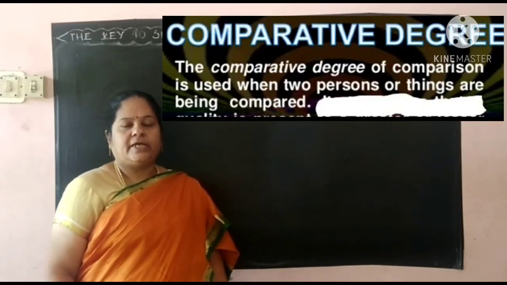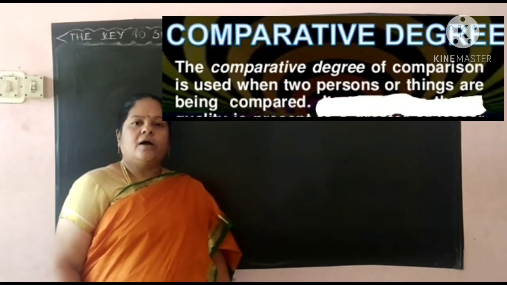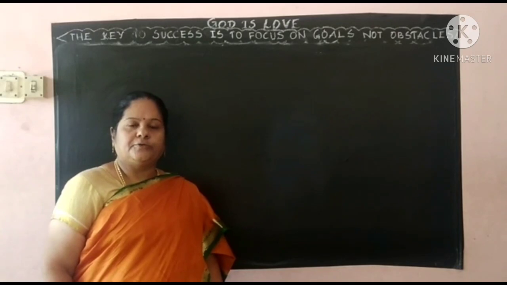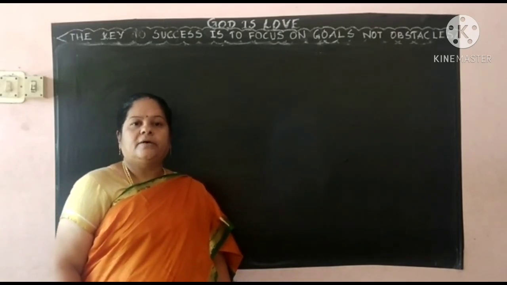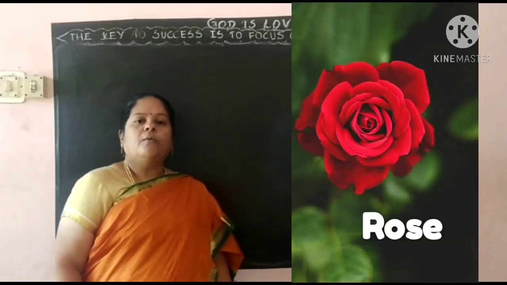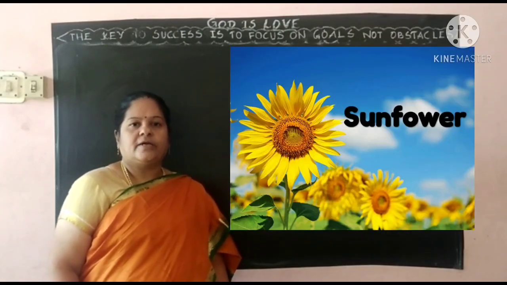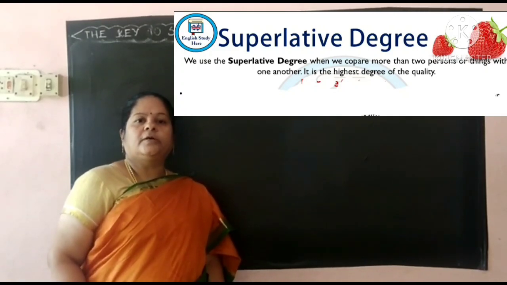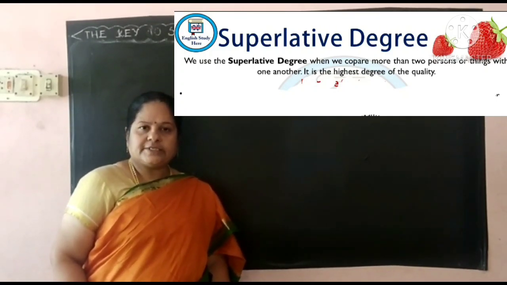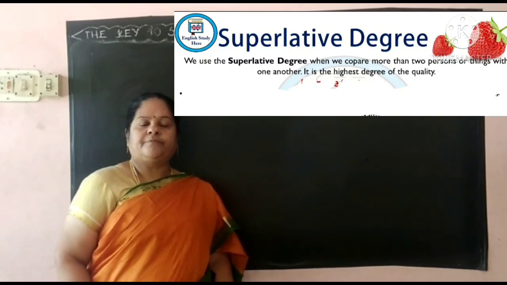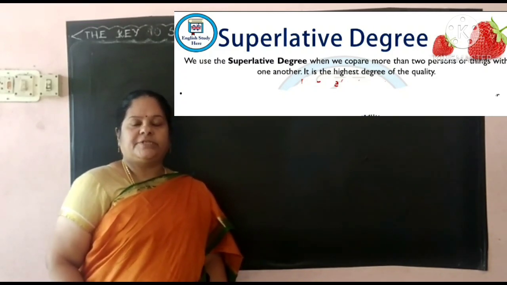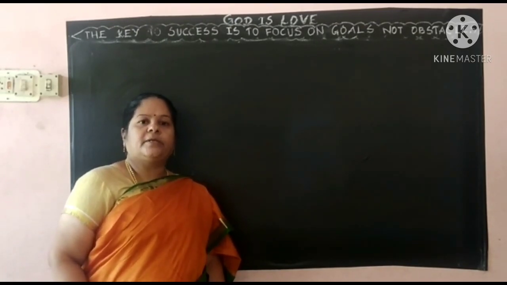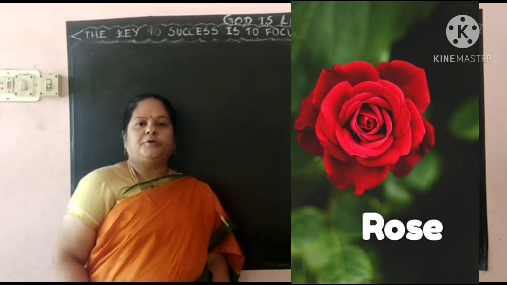Next, the comparative degree. In the comparative degree, we speak about two persons, two places or two things being compared. For example, a rose is more beautiful than a sunflower. Next, the superlative degree. When we compare more than two persons, things or places with one another, we use the superlative degree. It is the highest degree of adjectives. For example, a rose is the most beautiful flower.